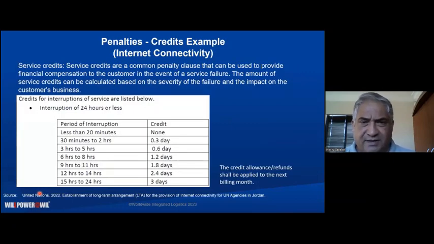So I was talking earlier about the service credits, and here the UN is an example, the UN in Jordan, where they wanted a company to provide them with internet connectivity. This is then the example where they use service credits. Okay, so that would be an example of that.